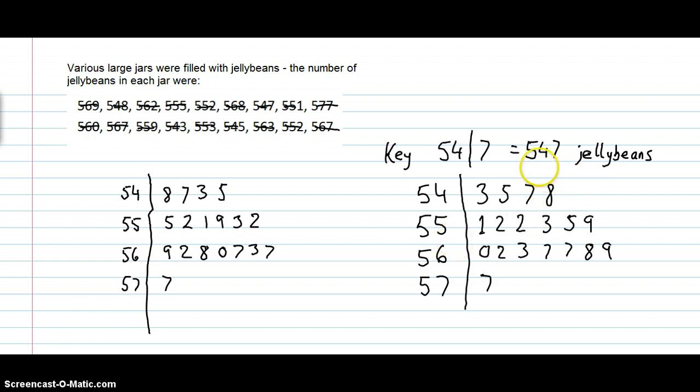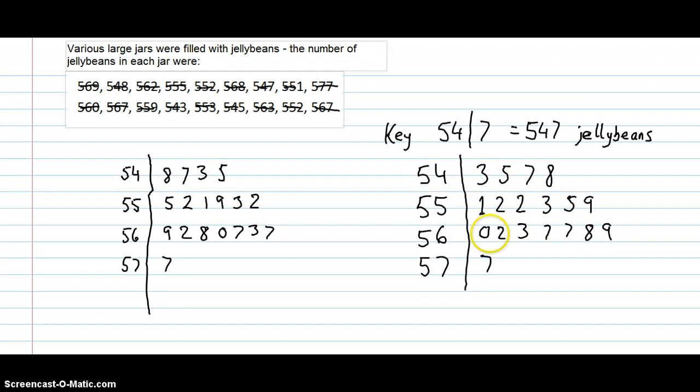Okay, so that's been done over here now. We've got a key that tells us how to interpret the stem and leaf plot. If we've got 54 as the stem and 7 as the leaf, then that means we've got 547 jelly beans. And we've now put these leaves in order from smallest to largest.